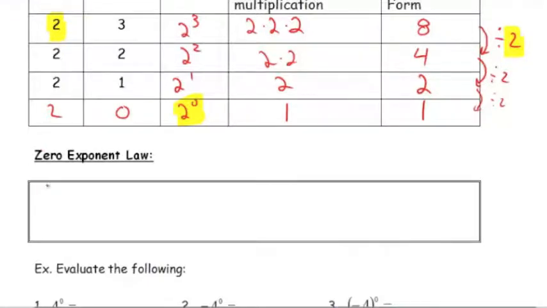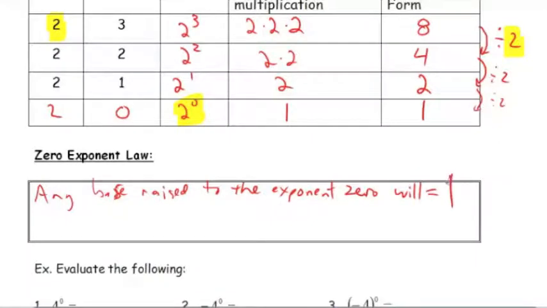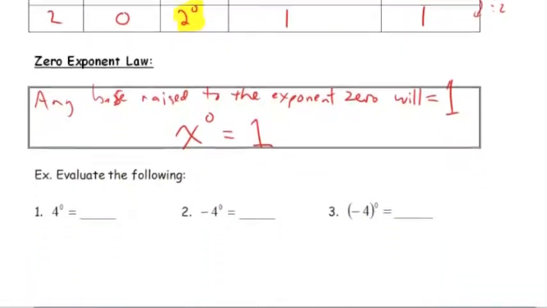So if we write that as our first exponent law, that's any base raised to the exponent 0 will equal 1. So that's like saying, I'm just putting in x as a variable or unknown, anything raised to the power of 0, any base raised to the power of 0 will give you 1. If we just apply that, that makes it really easy for a lot of questions.